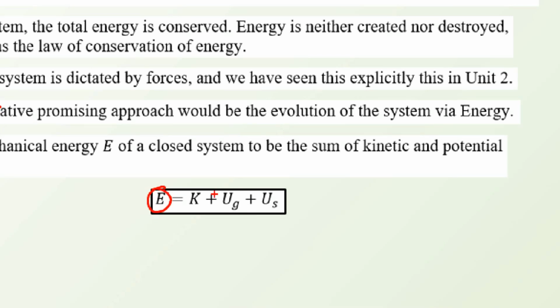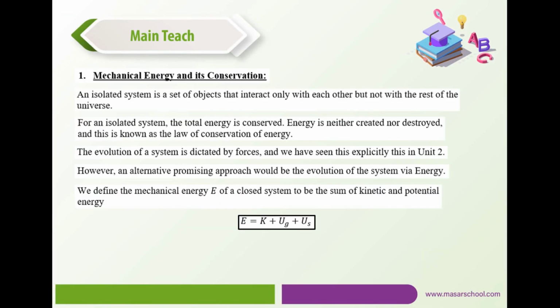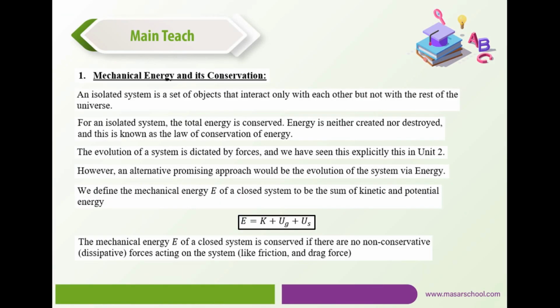So E is the mechanical energy, K is the kinetic energy, UG is the gravitational potential energy, and US is the elastic potential energy. The mechanical energy E of a closed system is conserved if there are no non-conservative dissipative forces acting on the system, like friction and drag force. So basically, in the absence of frictional forces, mechanical energy is always conserved.